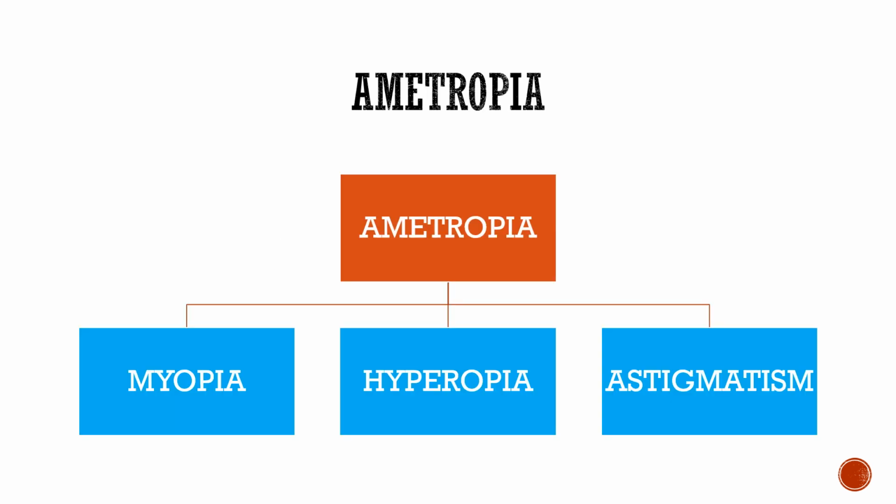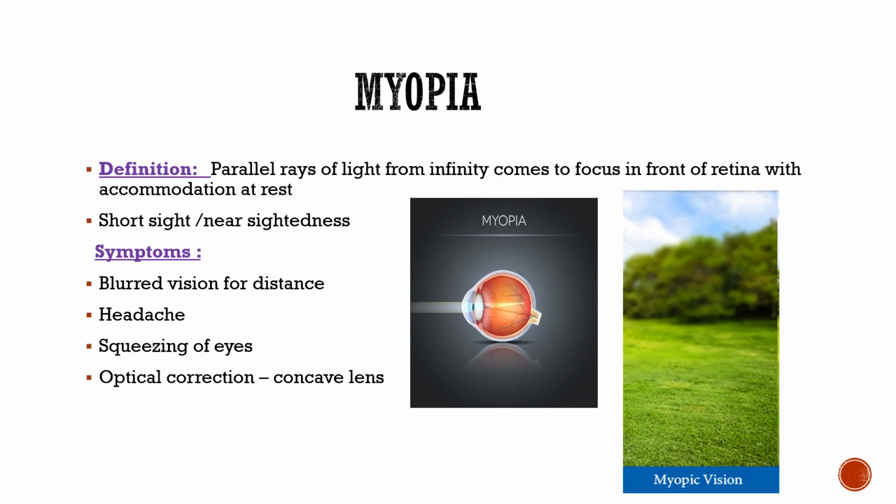So this is ametropia. Ametropia is a condition where there is some amount of refractive error, which can be classified as myopia, hypermetropia, and astigmatism. So what is myopia? By definition, myopia is a condition in which the parallel rays of light from infinity come to focus in front of the retina, with accommodation at rest. It is also called short sight or nearsightedness.